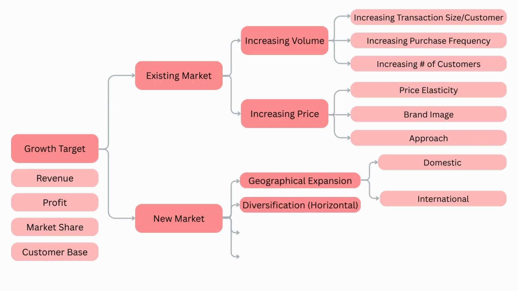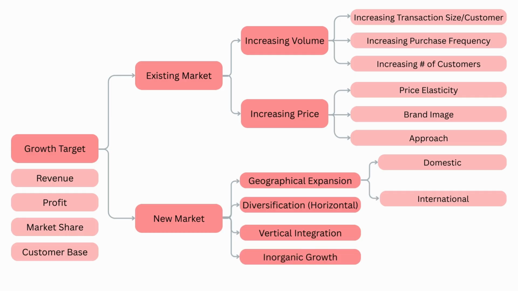Second is diversification, which is horizontal. Here, the company enters a new product category but still at the same stage of the value chain. For example, a smartphone brand launching headphones. Third is business integration. This is vertical in nature. Vertical integration means moving up or down the value chain. Backward integration means controlling suppliers. Forward integration means opening own stores or delivery systems. This is often done to gain more control over the supply chain.